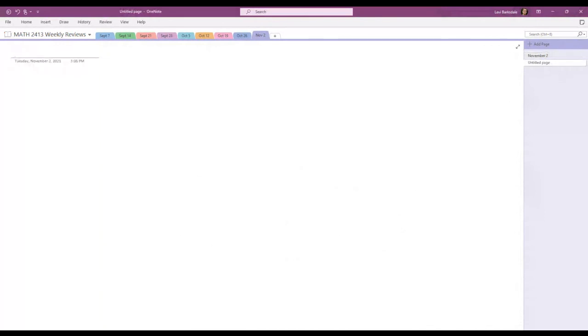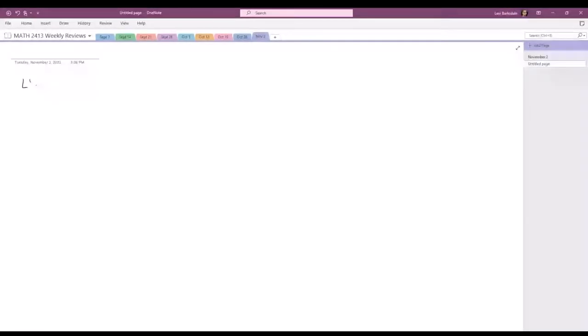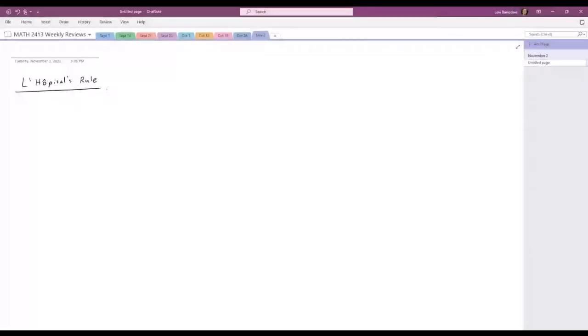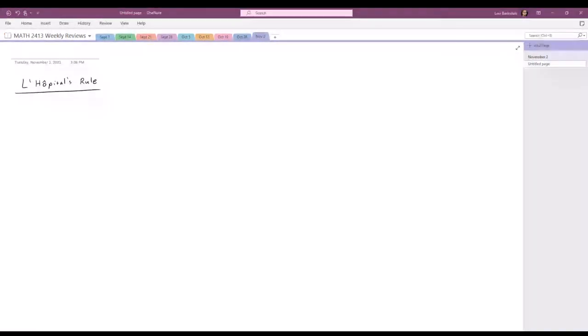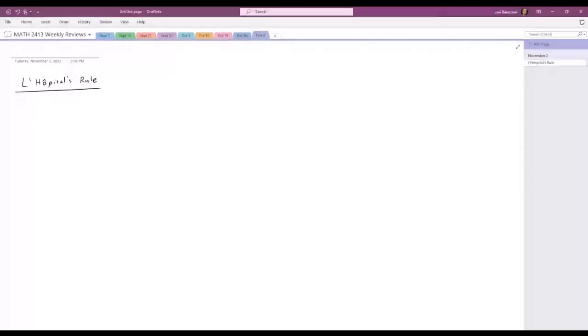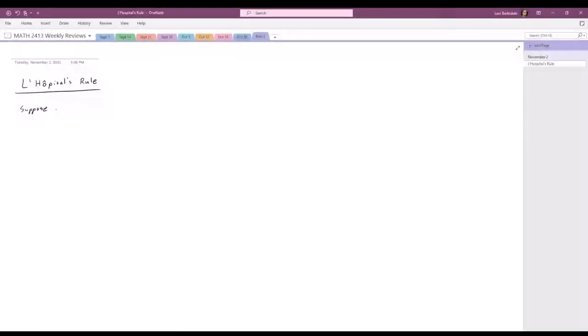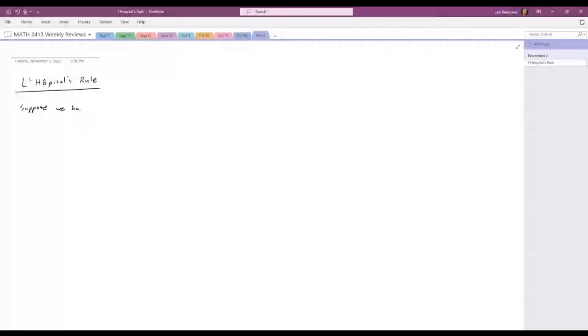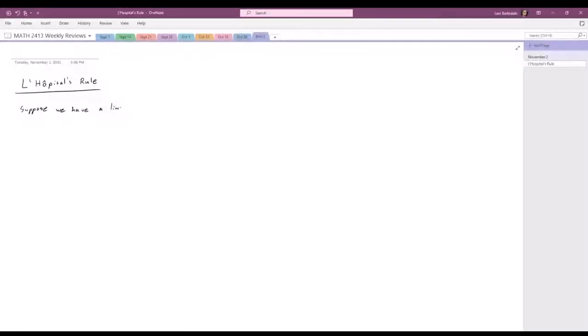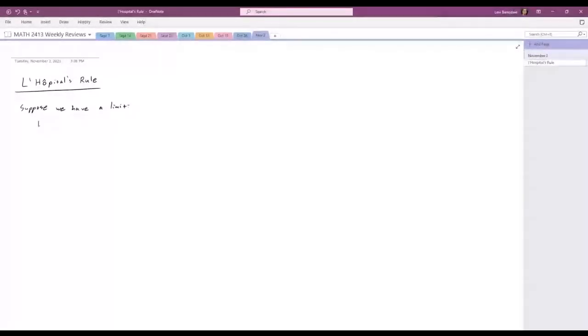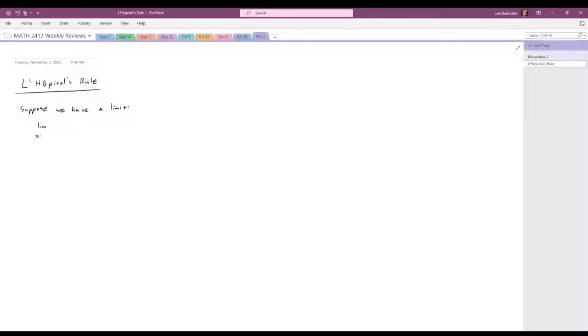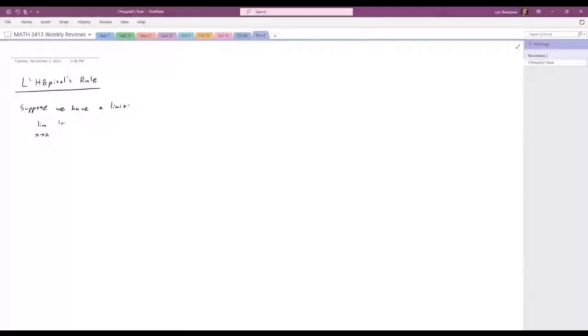Here we go. So now we have L'Hopital's rule. And this is a method for finding limits. So let's say we have a limit, and that limit looks something like this. X is approaching some point, and it's just one function over another function.